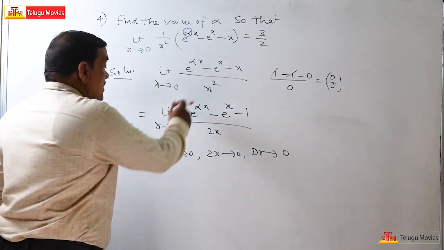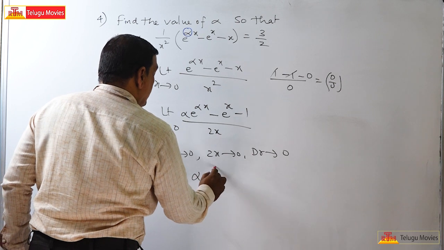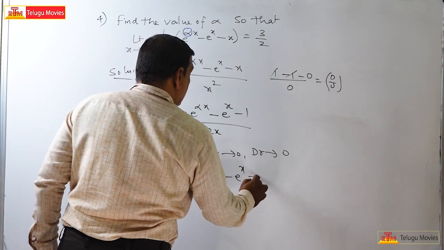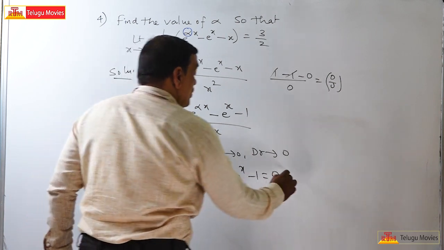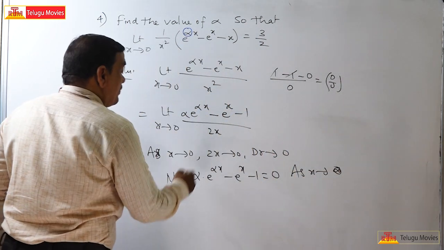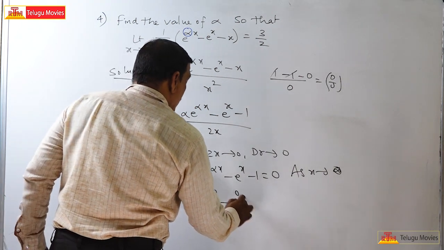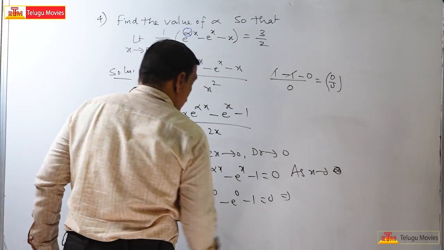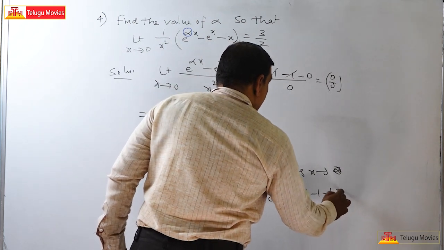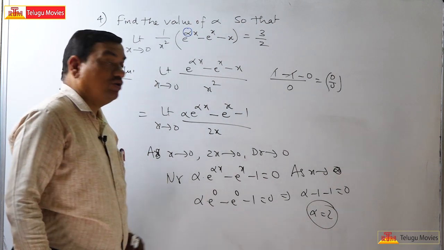That means the numerator, alpha e^(alpha x) minus e^x minus 1, should be equal to 0 as x approaches 0. So substitute x equal to 0: alpha times e^0 minus e^0 minus 1 is equal to 0. That is alpha minus 1 minus 1 equals 0, so alpha is equal to 2. e^0 is equal to 1.